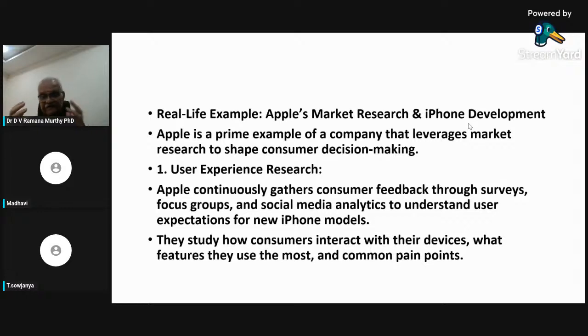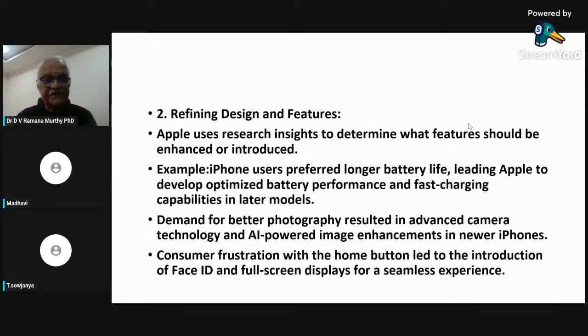See, I may have a problem with regard to some X feature or Y feature that is there in a phone. So I have a complaint on that. That feature is not working for me, for example. So they study the customer complaints. These are called common pain points, where the customers have some grievances on the product features. So you need to study that. Apple studies it. Then, second, having studied, they go for refining, designing features, new features.